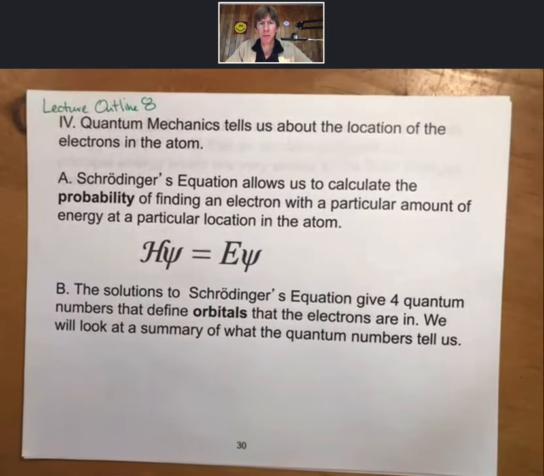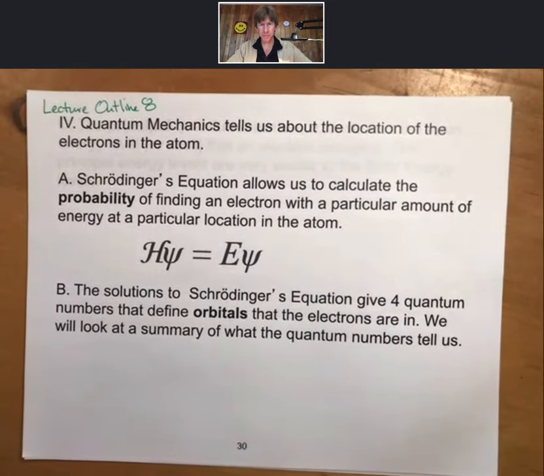Outline 8, Roman numeral number 4. Quantum mechanics tells us about the location of the electrons in the atom. Schrodinger's equation allows us to calculate the probability of finding an electron with a particular amount of energy at a particular location in the atom. So we will only be looking at the results or the solutions of Schrodinger's equation, a couple of layers removed after they've been solved, to tell us what orbitals are.